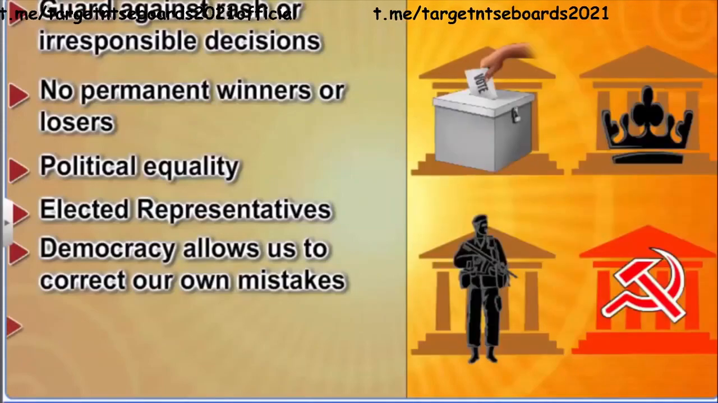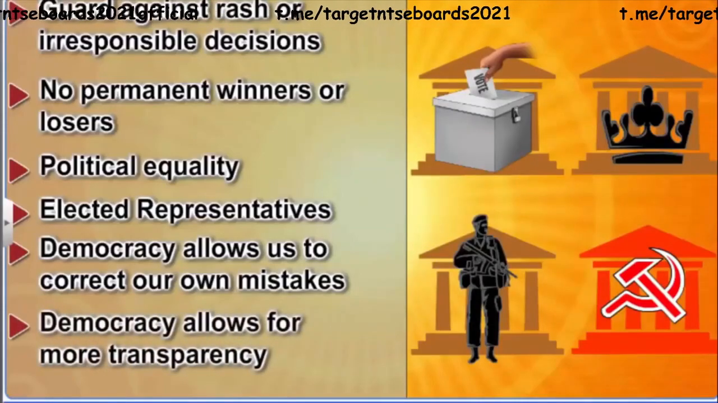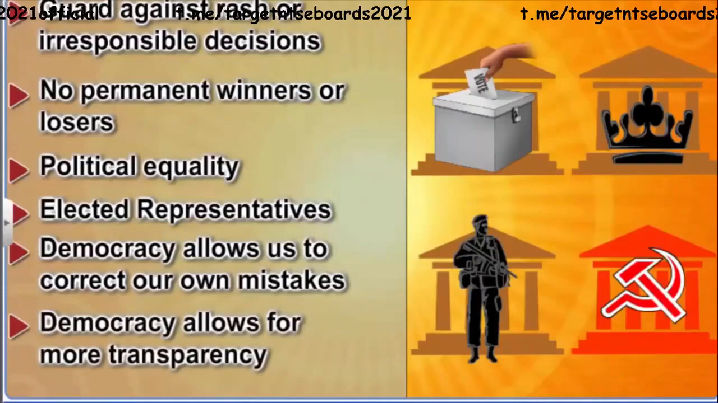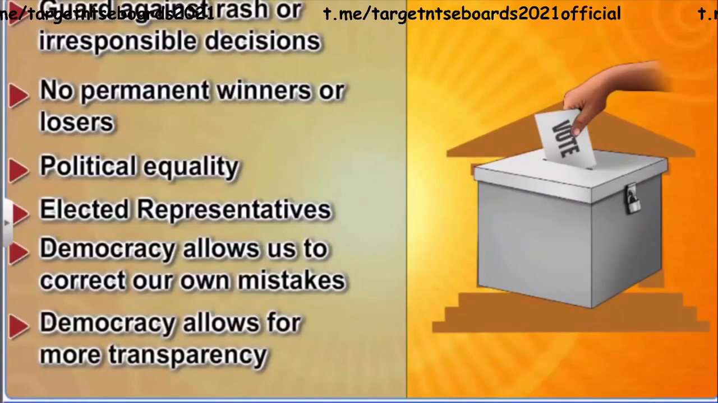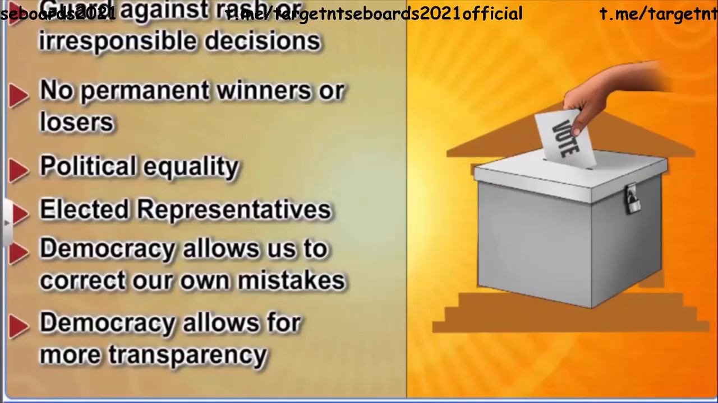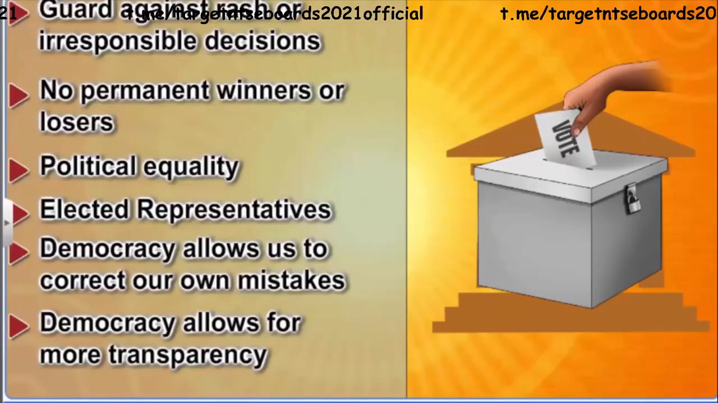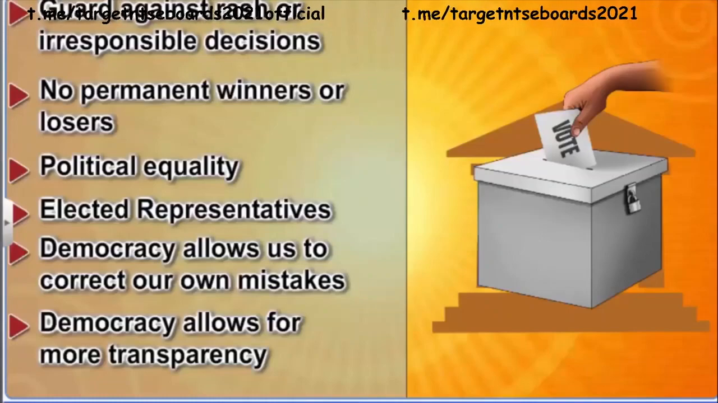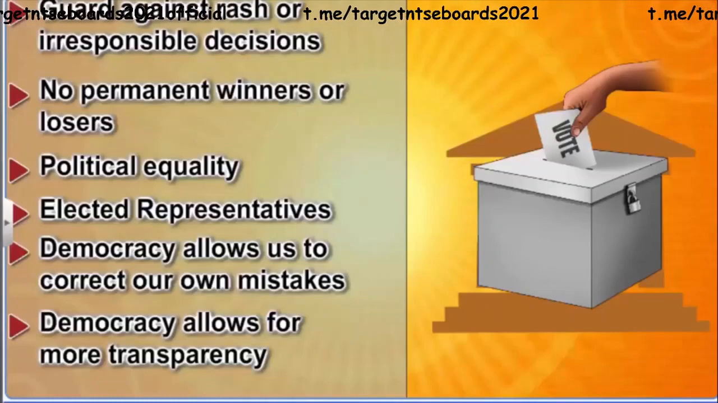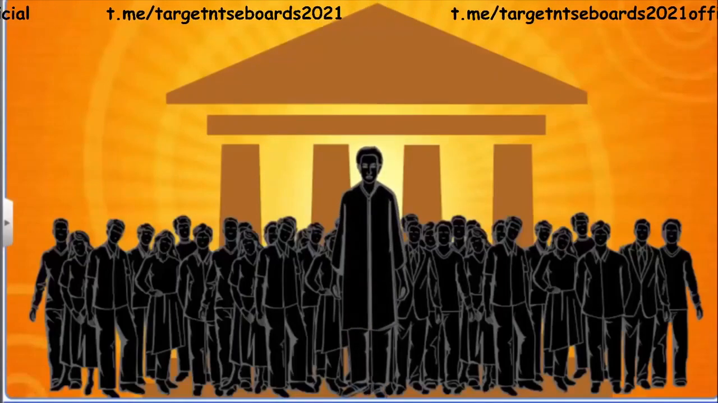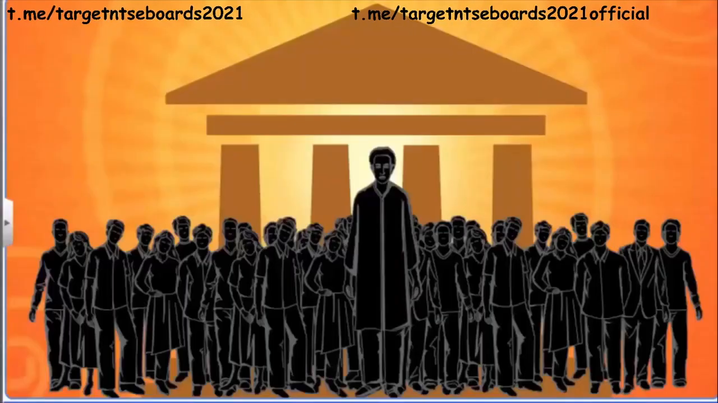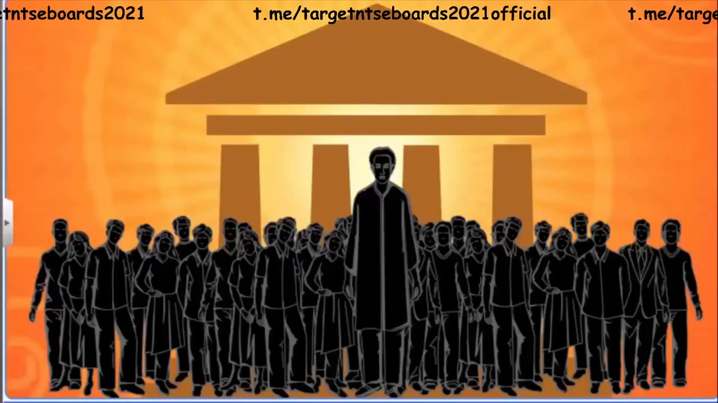No form of government can guarantee perfection. However, democracy as a form of government allows for relatively more transparency, public discussion, and correction of mistakes. Ours is a representative democracy. People rule through their elected representatives.